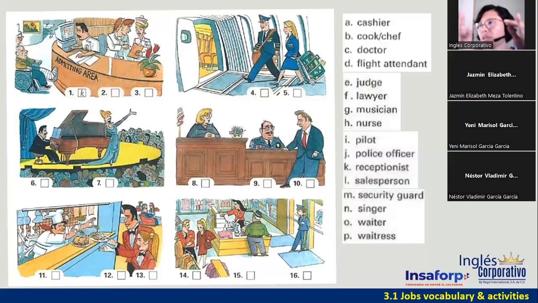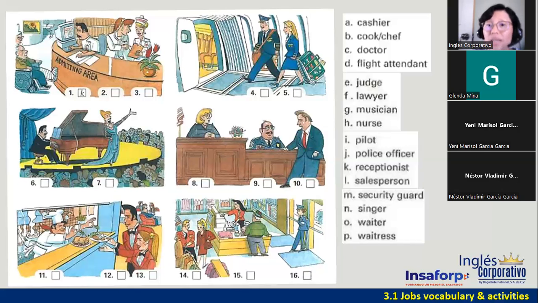Tenemos cook and chef, tenemos un doctor, una flight attendant, judge, lodger, musician, nurse, right? We have a pilot, police officer, right? We have also a receptionist, a salesperson, security guard, singer, waiter, and waitress, okay? So do you know the meaning of all the words?